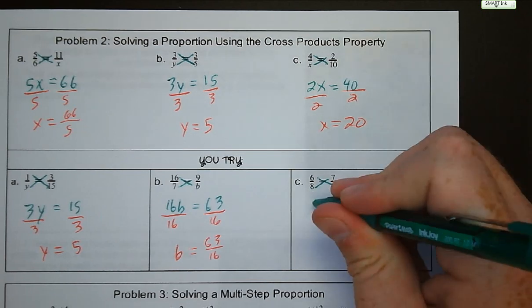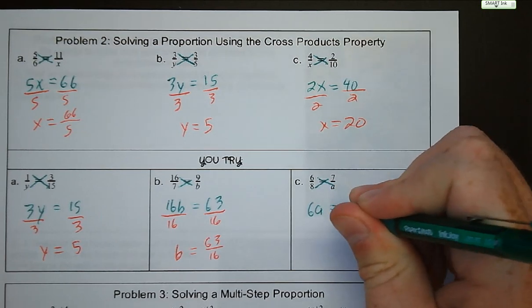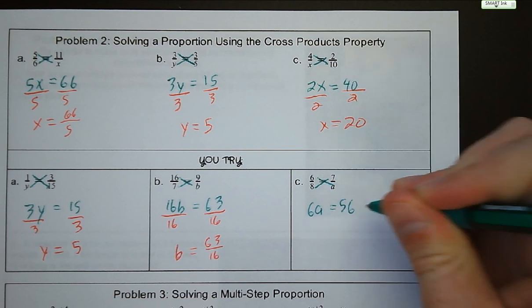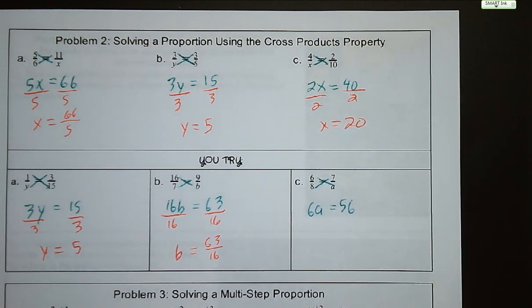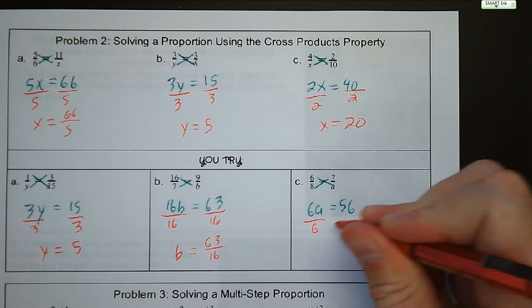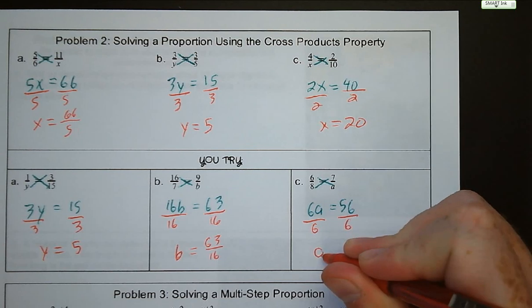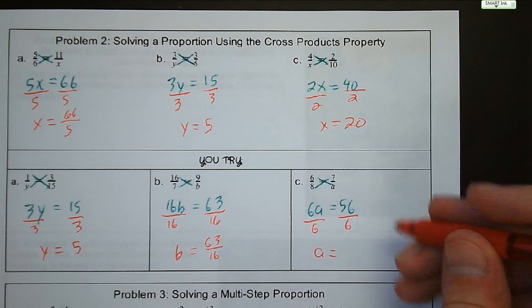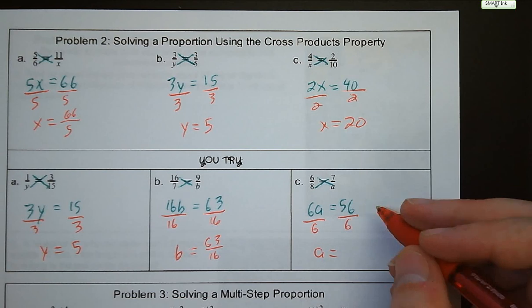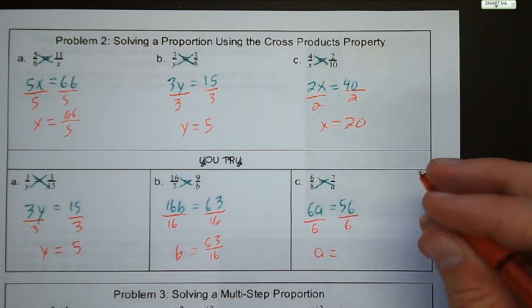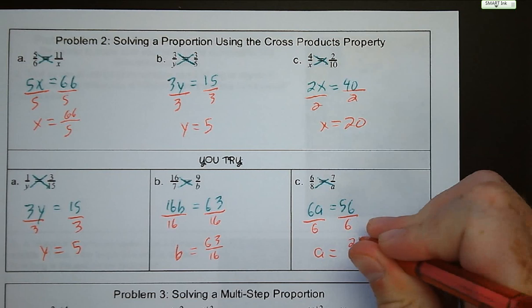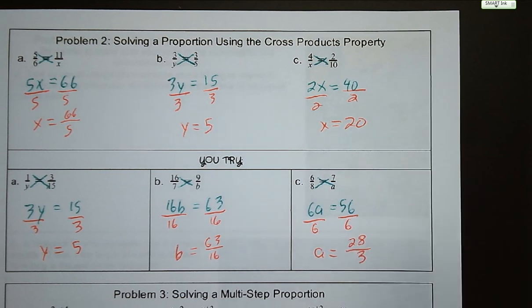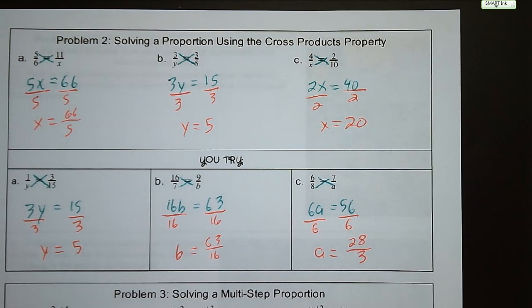We have 6a is equal to 56. Divide both sides by 6. And a is equal to, well, this is a fraction that I can reduce. I can divide both the numerator and denominator by 2. So I get 28 over 3, which is as far as I can reduce.